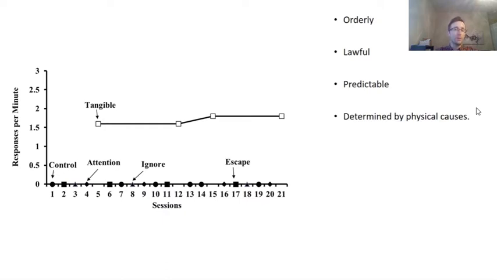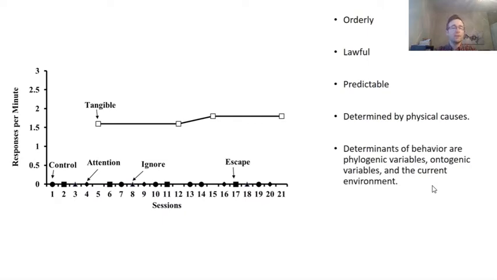And also that it's determined by physical causes, because the elevated levels of challenging behavior coincided only with the tangible condition, and the fundamental difference between the tangible condition and the other conditions was a contingency between challenging behavior and access to tangible items, and tangibles are physical objects. Okay, so determinants of behavior are phylogenetic, ontogenic, and in the current environment. And so these data are consistent with those assumptions as well.